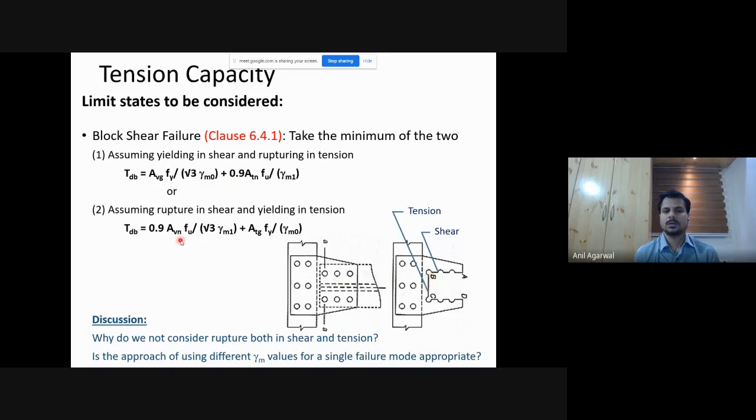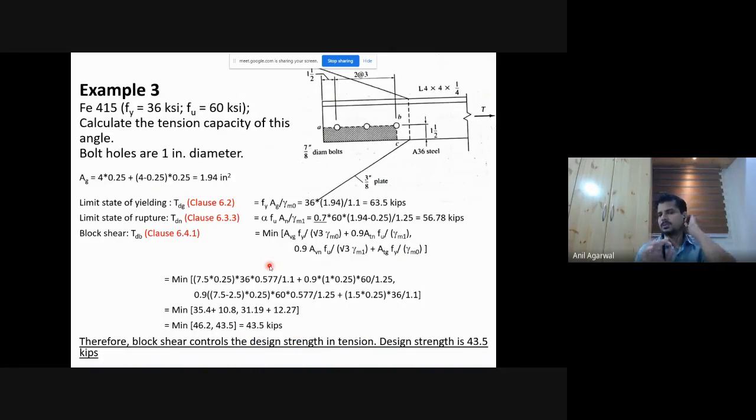The other possibility is that the shear surface ruptures because this was stiffer, and the tension surface is lagging behind, and it is only reaching the yield point at that time. So it will have this much of capacity. Tension surface, gross cross-section area, yield stress divided by gamma m0. Okay. So based on this principle, we calculate the block shear failure.